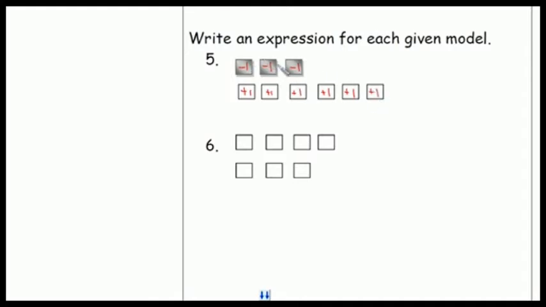How many negatives do I have? 1, 2, 3. So the number will be negative. Usually we put the negatives inside the parentheses. Okay, and we're going to add 1, 2, 3, 4, 5, 6 positives. So positive 6. So this would be my expression for this model.